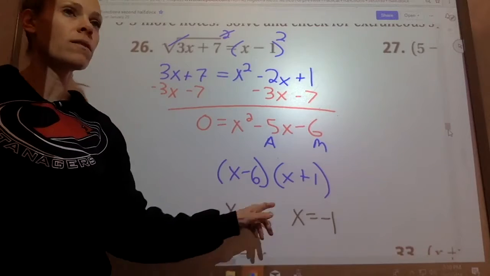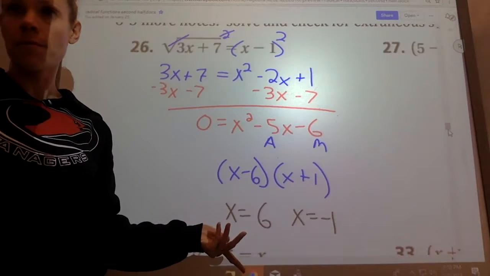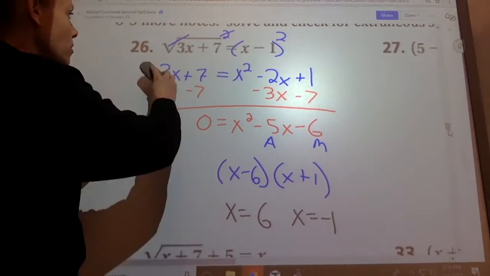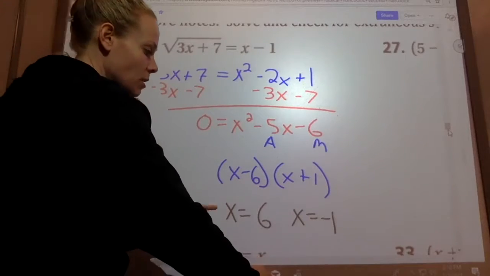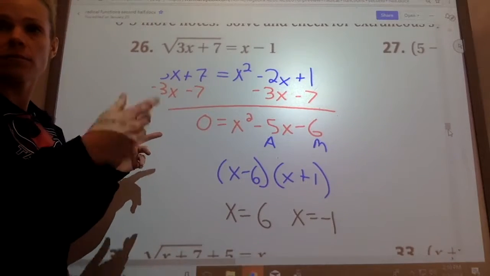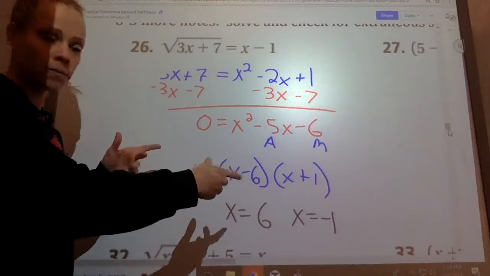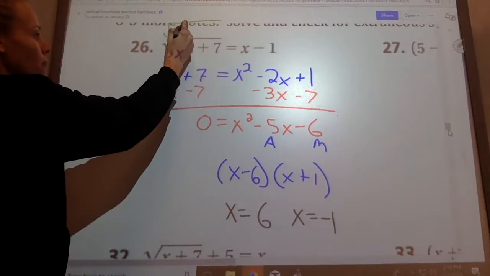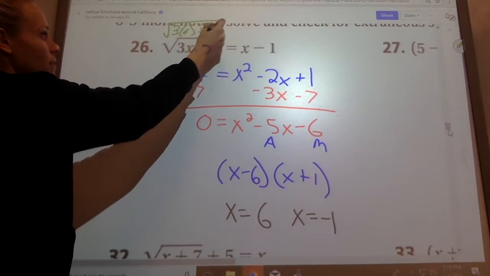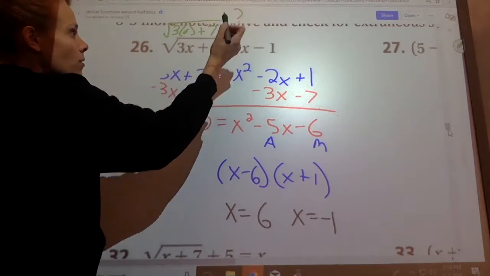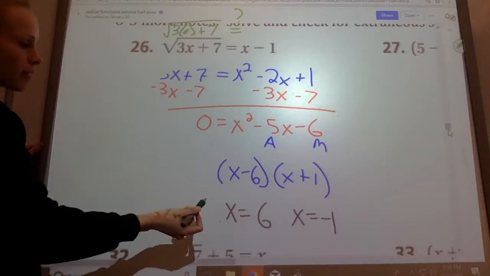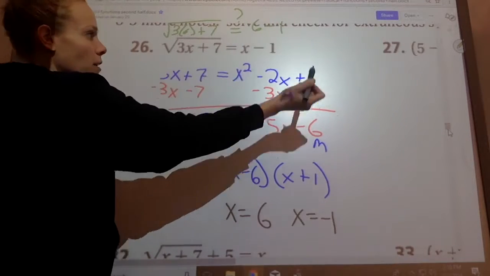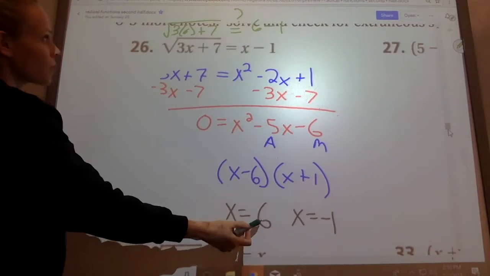Most of the time, one of these is not going to work. Okay? So I'm going to do mental math here. For you, you can just plug these in your calculator. The calculator should check for you. So to test 6, I would do square root of 3 times 6 plus 7. Does that equal, right, this is the question I'm asking, does that equal 6 minus 1? Right, putting 6 in for x.